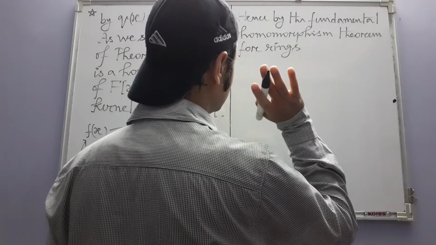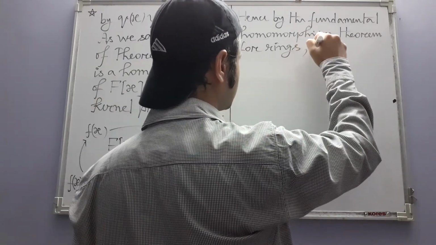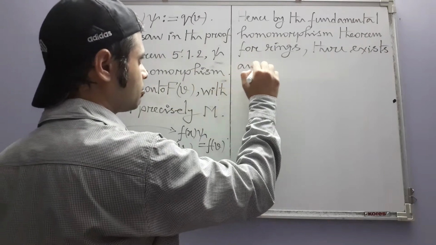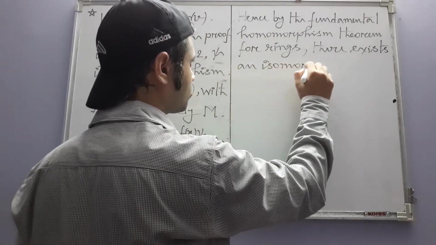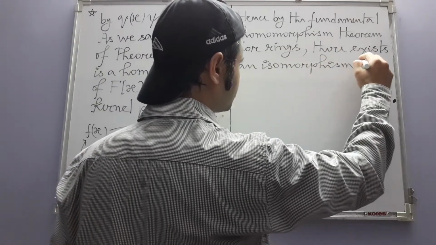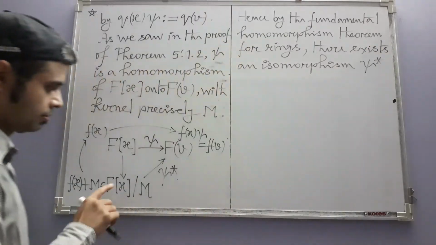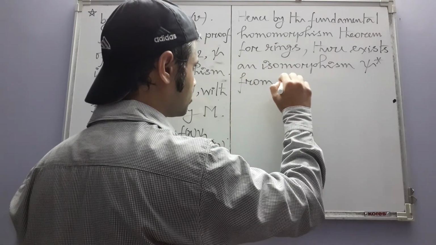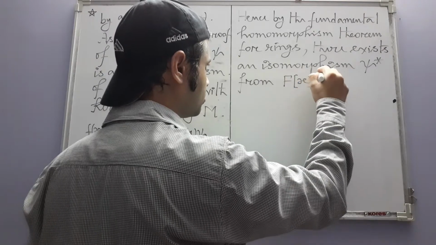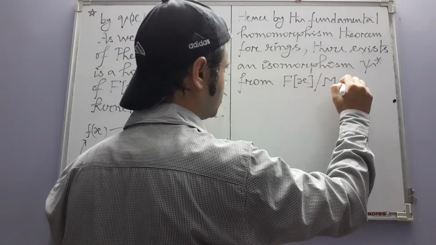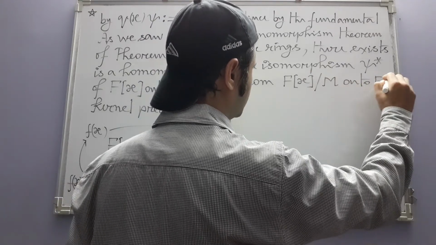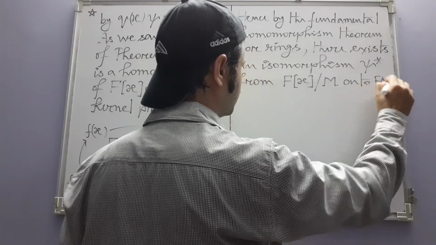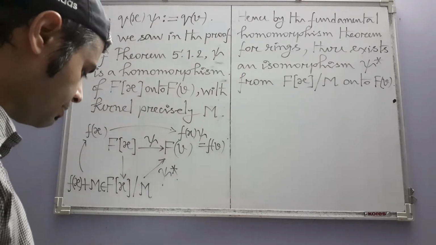Anyway, so there exists an isomorphism psi star from this quotient ring onto the field F(v), an extension of F actually, but a field ultimately, and which satisfies some properties. So these are the properties.